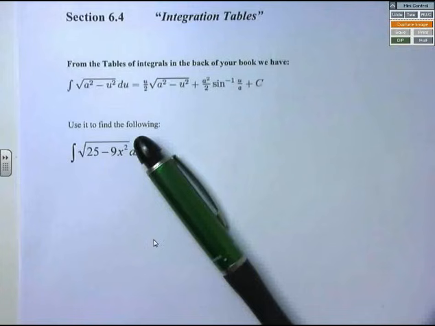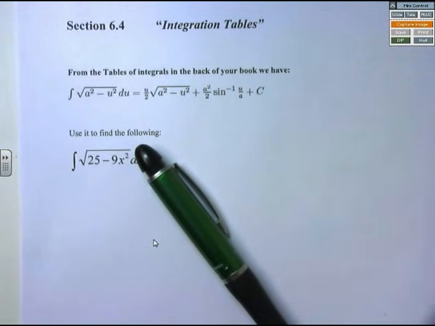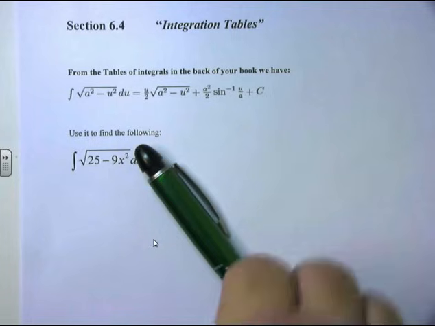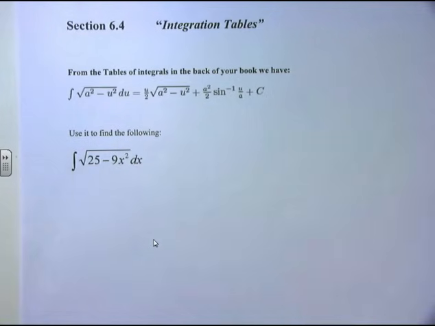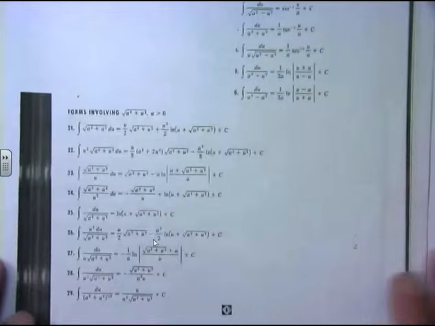Well, welcome back. This is pre-section 6.4 where we're using integration tables. Integration tables from the back of your textbook. And if you go to the back of your textbook, and I just actually made a copy of the back of my textbook, you will see, starting on page 4, the basic integral tables.